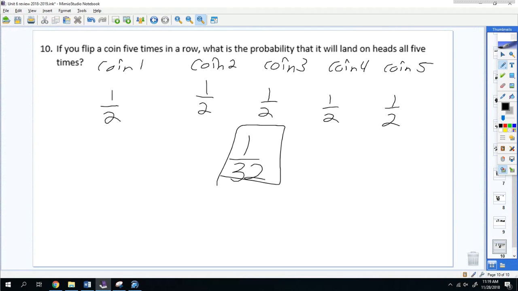And that's very similar to the problem we did on Monday. So hopefully you will get this one. All right, that is your review over probability.